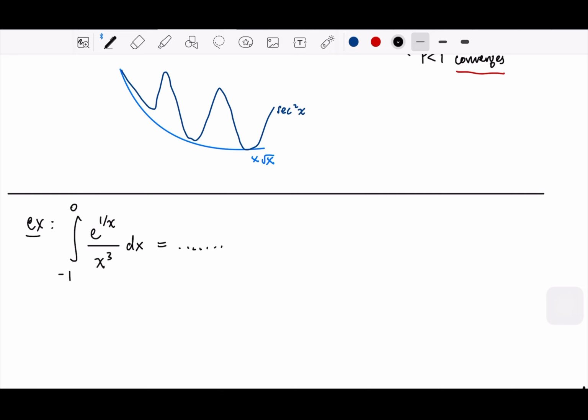Okay, to get these questions, if you're not careful, you can integrate this. You can integrate by parts. You get the result, you put the number inside, and then you get the answer. But that answer will be wrong, because this function is not continuous at 0.